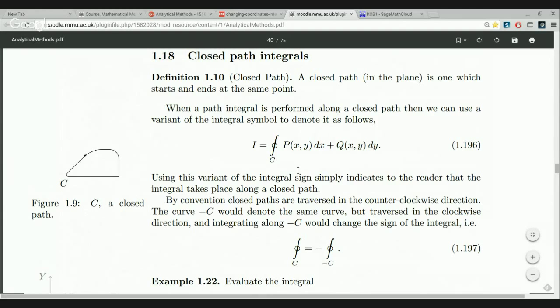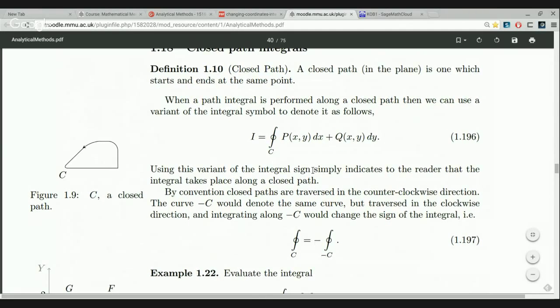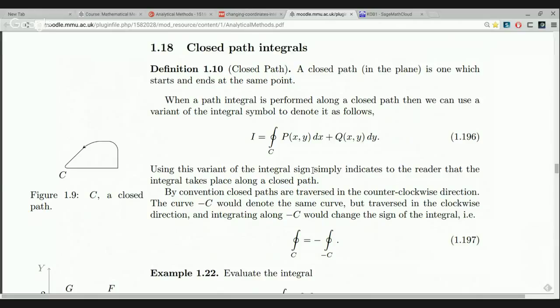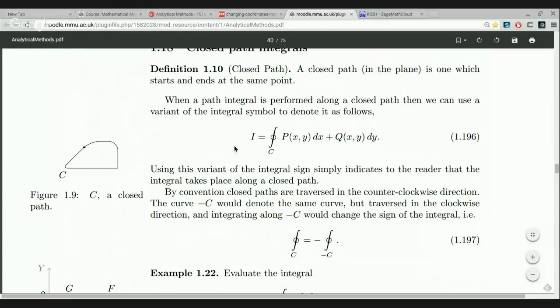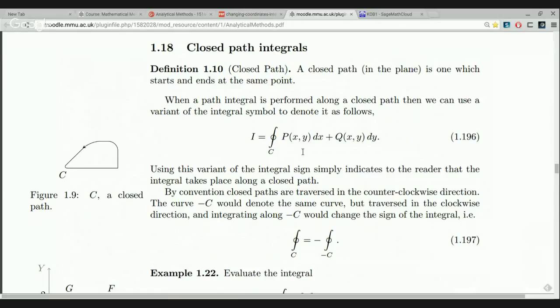there's just a little addition to the notation, is that we can put a little circle in the middle of the integration sign, and that just indicates that the path we're integrating along is a closed one. So it's just a marker which alerts the reader to the fact that the integral they're looking at is an integral along a closed path. Okay? Because these can have special kinds of properties, so it's something we alert the reader to.